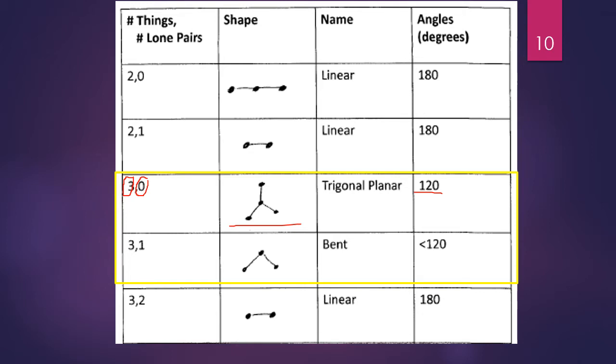In the example of sulfur dioxide, there were 3 things around sulfur, 2 atoms and 1 lone pair. So the second number asks how many of those things were lone pairs, and our answer is 1. It had 1 lone pair. So we followed this category. It shows us the shape, tells us the geometry is bent, and that the angle is less than 120.